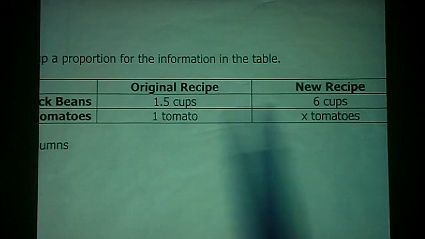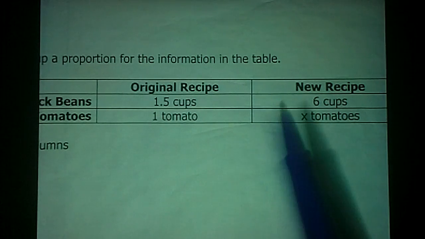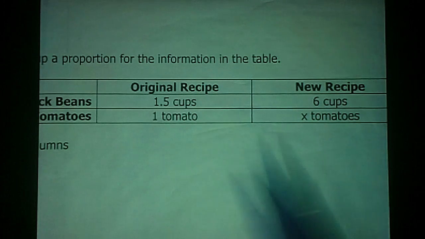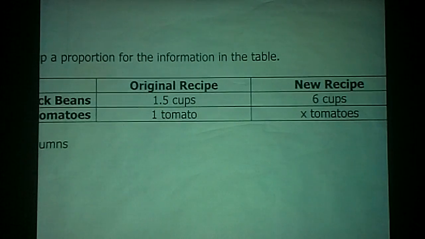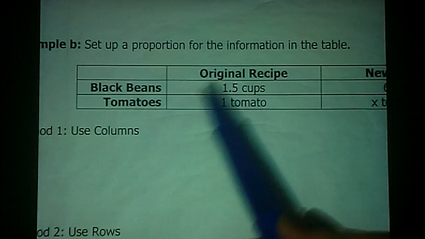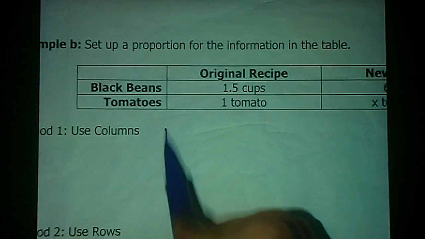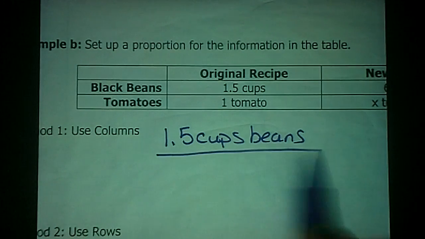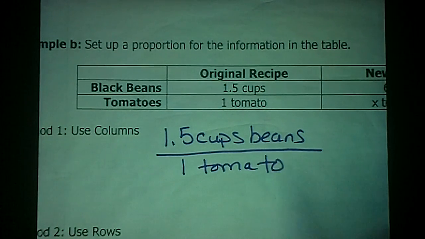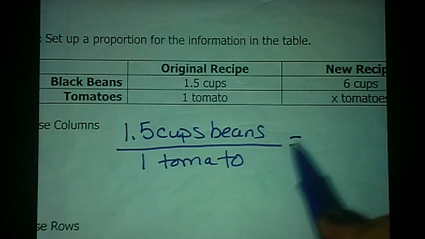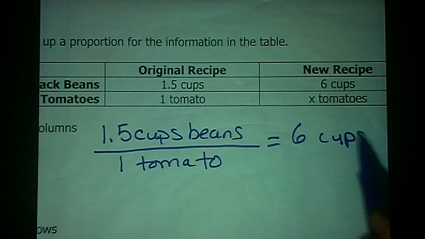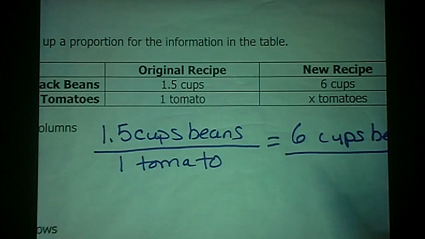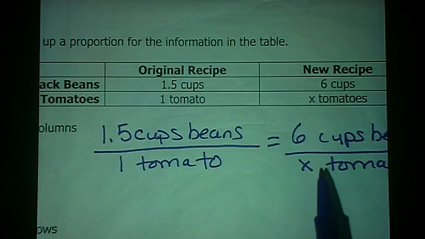But anyway, if you want to use 6 cups of beans, we have to figure out if we want the recipe to taste the same, then we want to use the same amount of tomatoes just to compensate for the 6 cups of beans that we're using. So we're going to first use columns. Literally look at the column of your data table and we're going to put 1½ cups of beans with 1 tomato and we'll put the 6 cups of beans with our unknown amount of tomato. But it's likely going to be more.